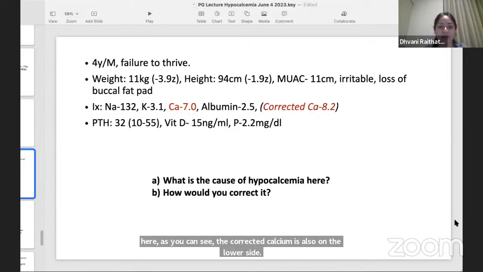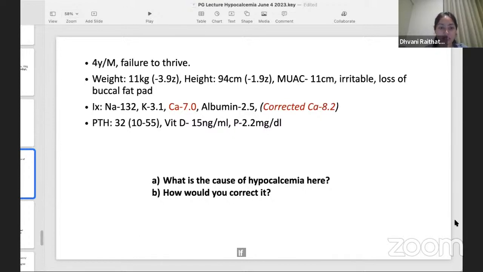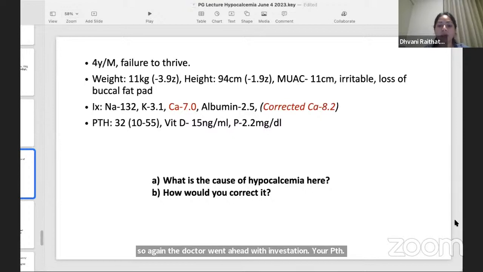So again, the doctor went ahead with investigation. Your PTH is 32. Vitamin D levels are extremely low. Phosphorus is again on the lower side. What is the cause of hypocalcemia here, and how would you go about correcting it? Knowing that this child is not acutely symptomatic at present, the hypocalcemia was only present on investigation. So we will seek responses.